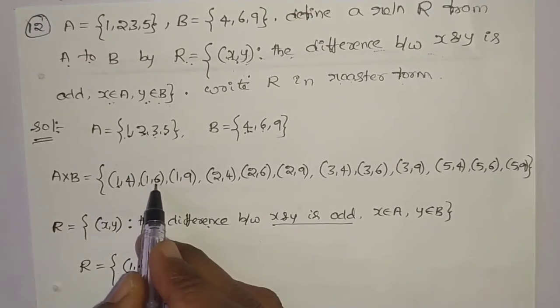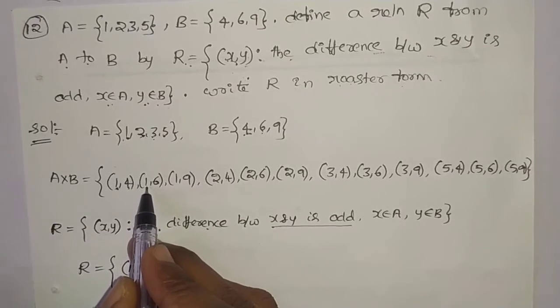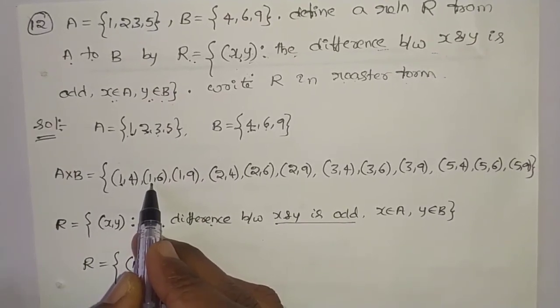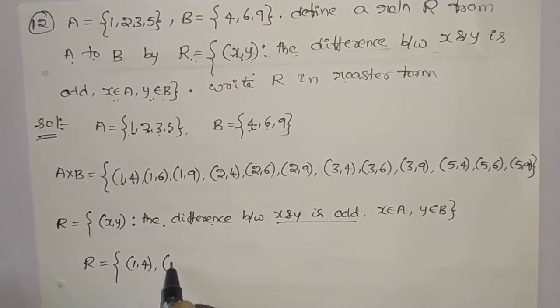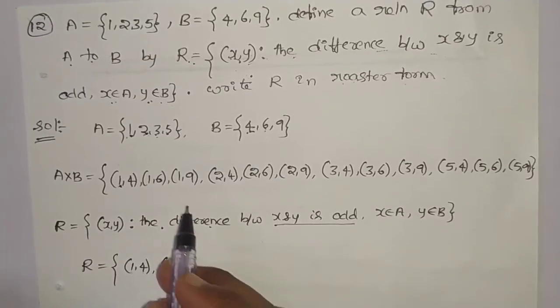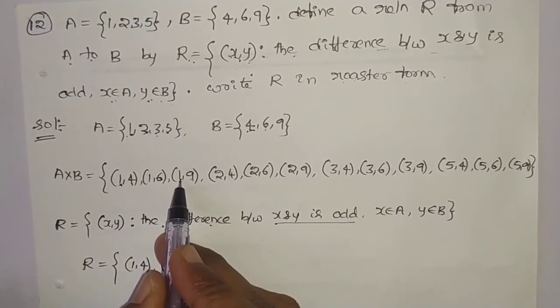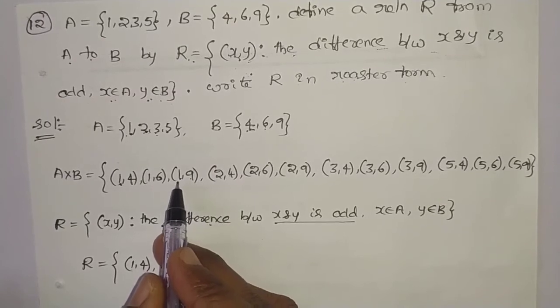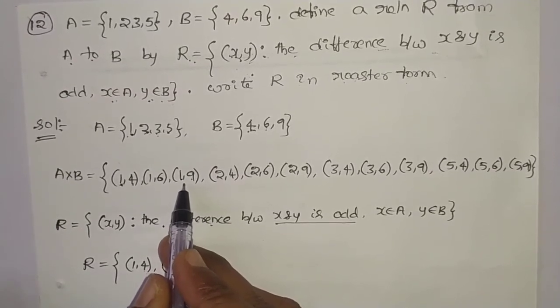Next, the difference of 1 6 is what? 6 minus 1 is 5. Is 5 an even or odd number? Odd. So that 1 6 will come. Next 1 9. 9 minus 1 is 8. Is 8 even or odd? Even number. Right? 1 9 should not come.